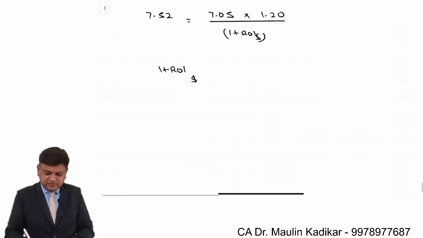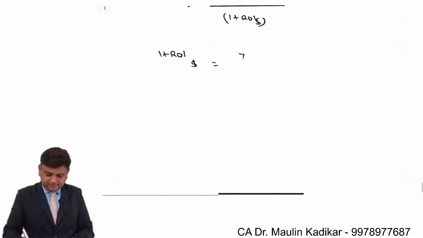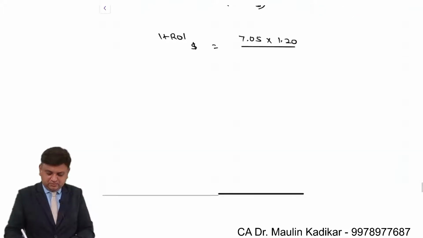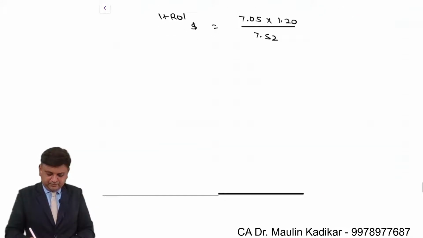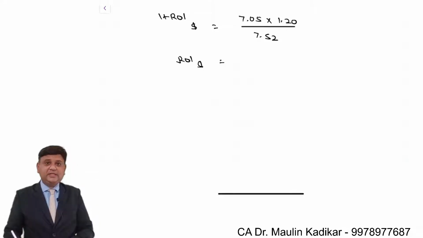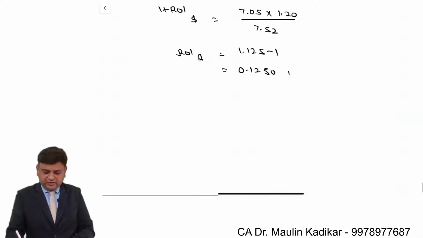1 plus rate of interest for dollar currency is equal to 7.05 into 1.20 divided by 7.52. So the rate of interest for dollar currency is equal to 7.05 into 1.2 upon 7.52. That comes to 1.125. So 0.1250, that is 12.50%.